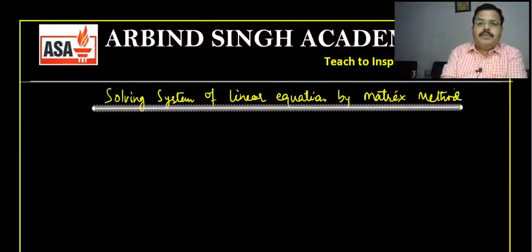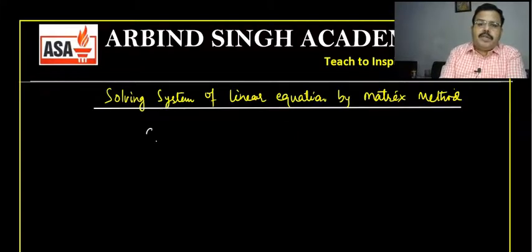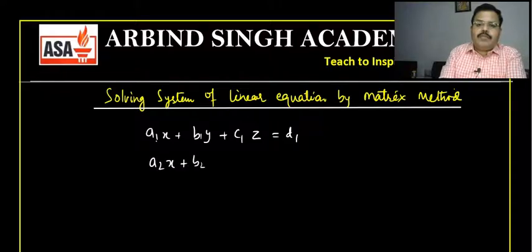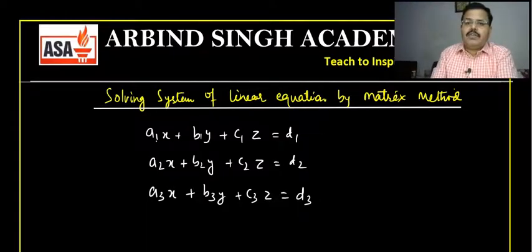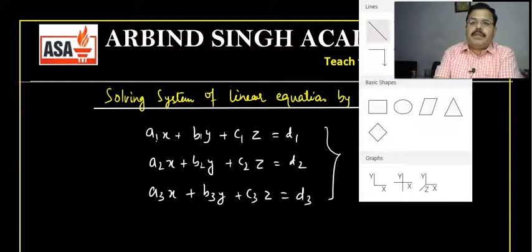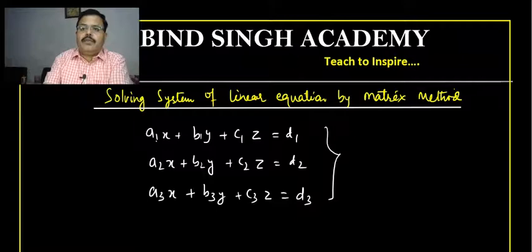Now we have some equations. Let a1x plus b1y plus c1z is equal to d1, a2x plus b2y plus c2z is equal to d2, and a3x plus b3y plus c3z is equal to d3. This is a linear equation, but it is non-homogeneous. This is a system of non-homogeneous linear equations.